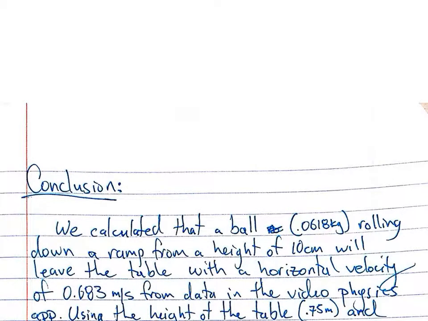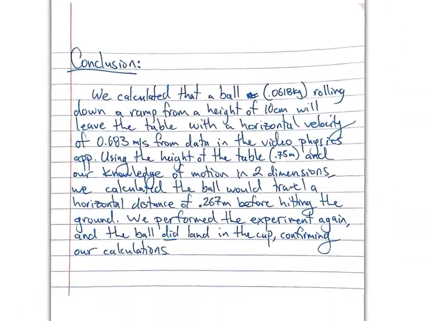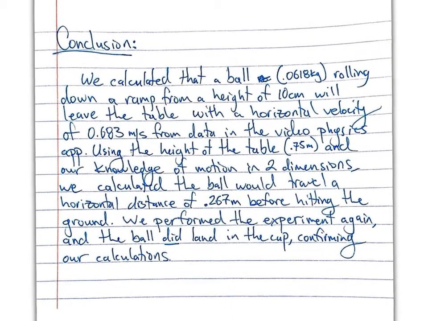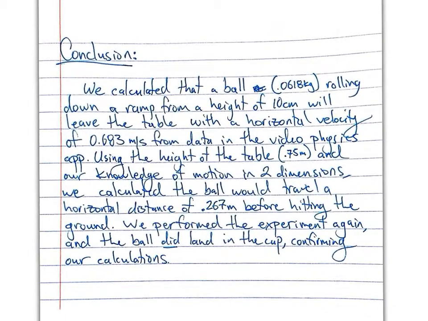Lastly, conclusion. So for conclusion, it's sort of a summary, but you're supposed to state a claim. So you claim something, and you have evidence to back it up, and you sort of reason your way through. Why does this evidence show this? So here's what I say. We calculate that a ball rolling down a ramp from a height of this will leave the table with a horizontal velocity of that many meters per second from data in Video Physics app. Okay, and then using that and the height of the table, we calculate the ball will travel horizontal distance.